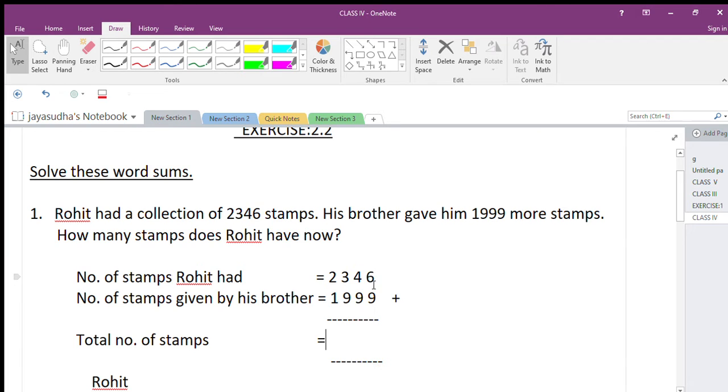Now listen. 9 plus 6 what? You count and tell the answer. 9 in the mind, 6 on the finger. After 9, what do you get? 9, 10, 11, 12, 13, 14, 15. 9 plus 6 is 15. So how do you write 15 here? Only 5 you have to write here.